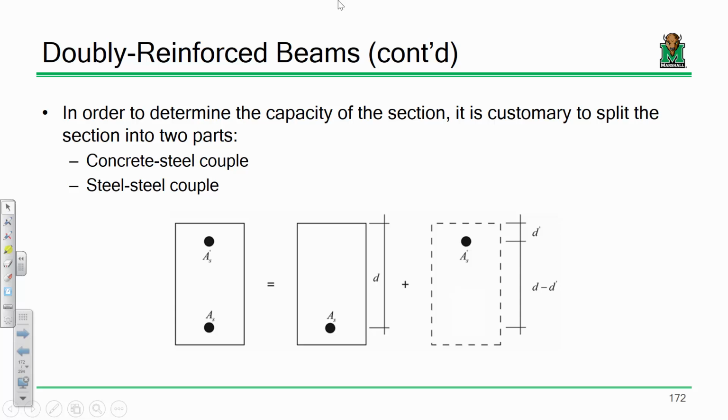So therefore, the strain here is 0.003, but instead of D minus C, it's C minus D prime. Is that a fair statement? Is everybody okay with that? So I've got these two expressions here. I've got this expression, and I've got this expression. Okay, is everybody okay with that?